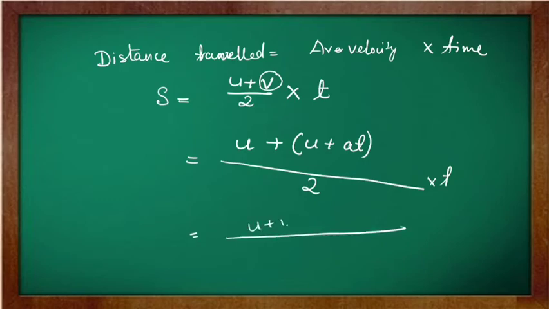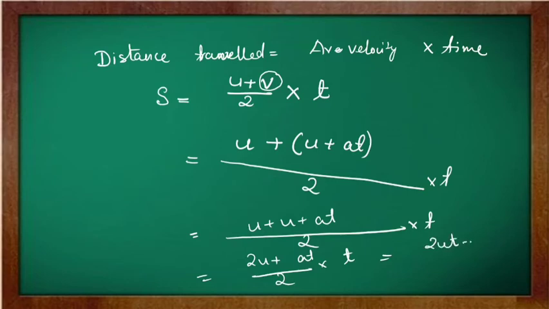u plus at by 2 into t. So now these two when added, what you will get? Twice u plus at by 2 into t. We will get this twice u plus at into t. Now this t is to be multiplied by 2 also and by at also. So you will get 2ut plus at square by 2.